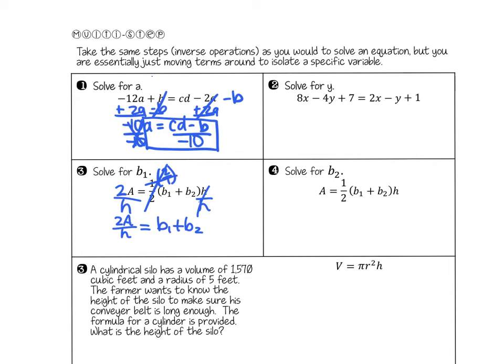I want b1 by itself, and that stands for base, by the way. So I'm going to subtract b2 off. So my final answer is b1 equals 2a divided by h minus b2. Okay, I'm going to go ahead and pause this for a minute. I want you guys to try 2 and 4 since those are similar.